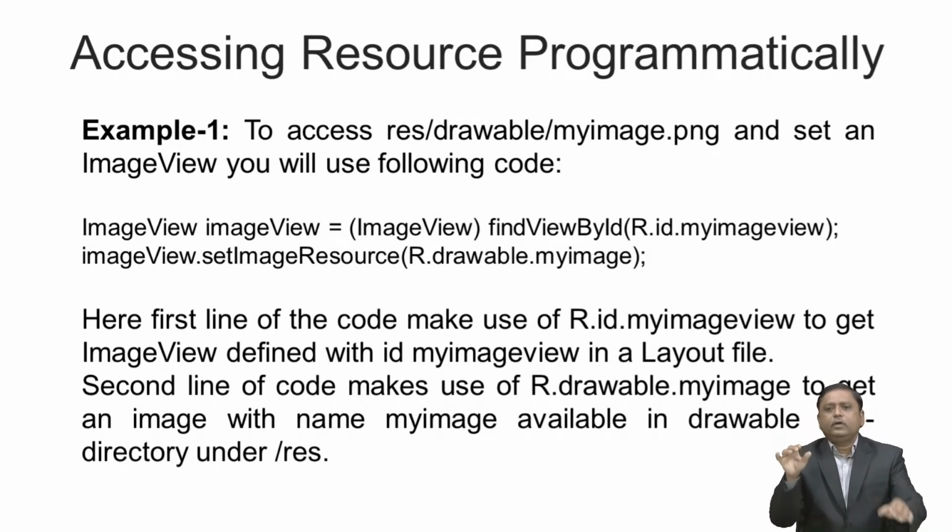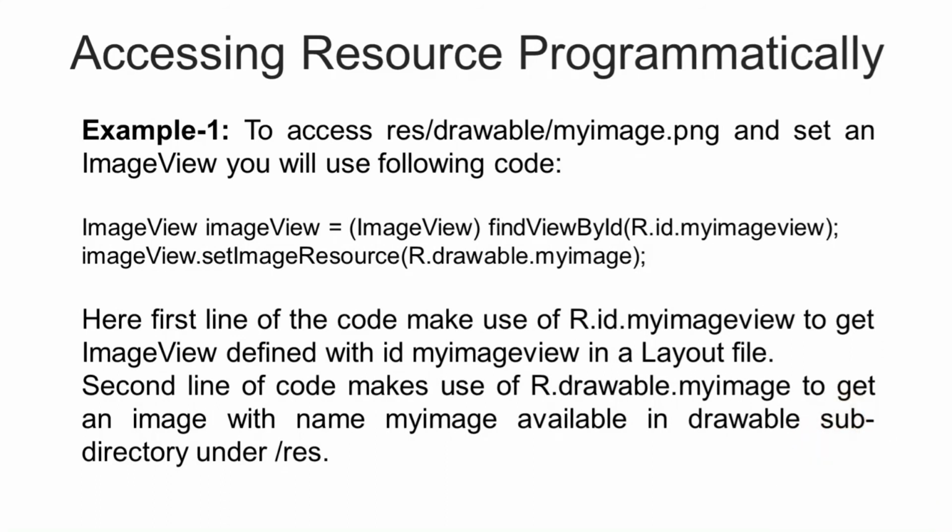Now, remember we have drawable directory inside resource directory. So, what you have to do is add this myimage.png file that you want to set in image view. So, the first step is to store this myimage.png file inside your resource drawable directory, and we assume that there is one image view in your layout file and we want to set this image in this image view.